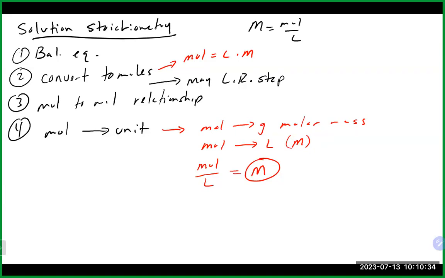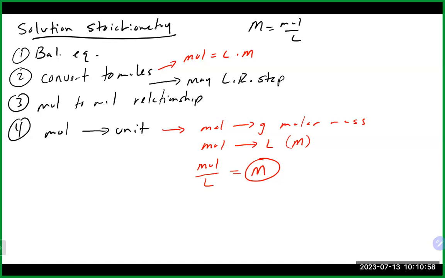So somewhere along the way, either in step number 2 of the stoichiometry process or step number 4, molarity gets involved, basically. So molarity and volume get involved. Everything else is the same: balance the equation, the mole to mole relationship, all that's the same. But again, that insertion of molarity at those 2 spots in the process is really what happens.